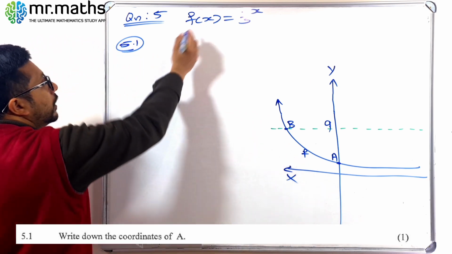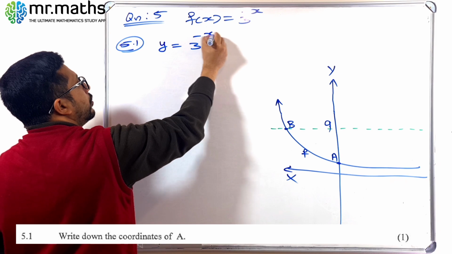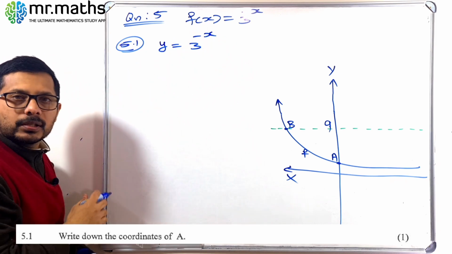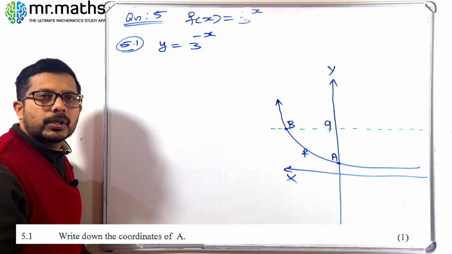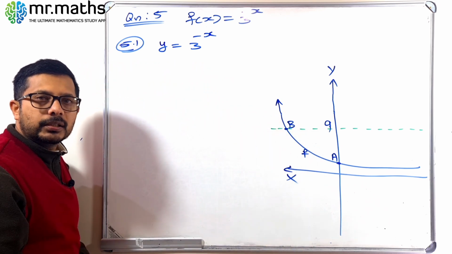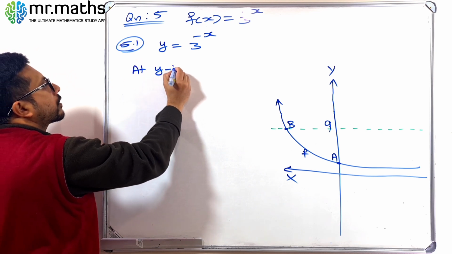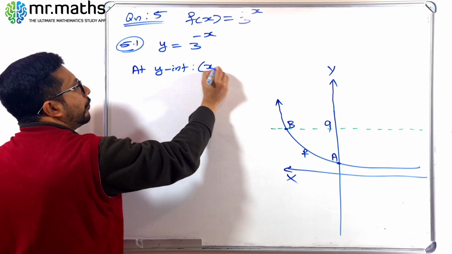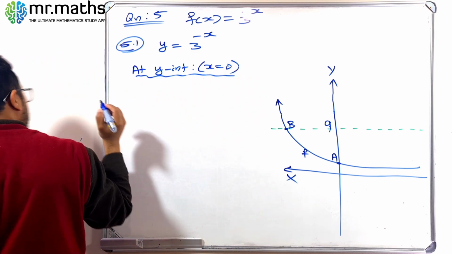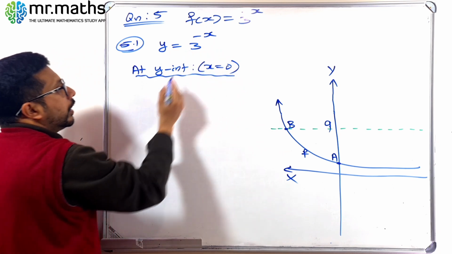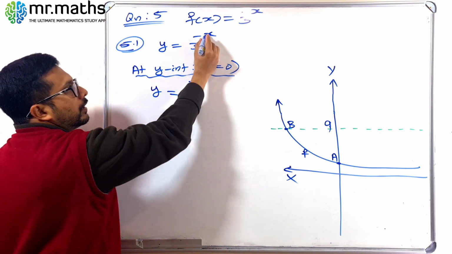So here this is our given function y is equal to 3 raised to minus x. This f of x is the same as y. And we know that at this point, that is the y-intercept, the value of x is 0. So now in this equation we can substitute the value of x as 0. So y is equal to 3 raised to minus x.